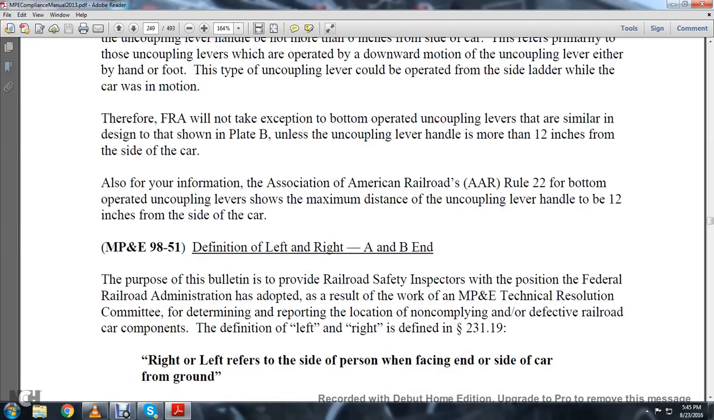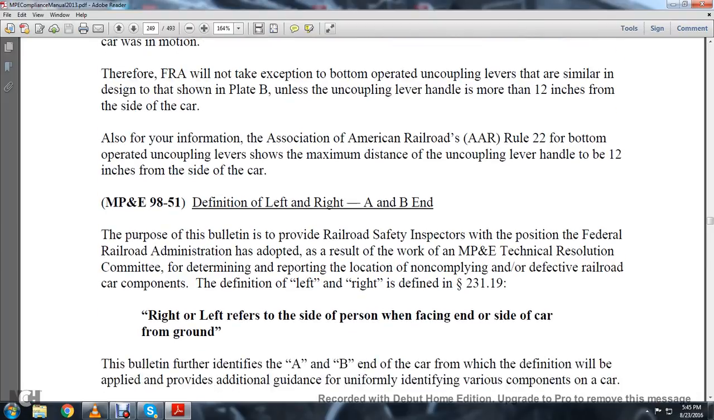Also, for your information, Association of American Railroads Rule 22 for bottom operated uncoupling levers shows the maximum distance of the uncoupling lever handle to be 12 inches from the side of the car. Definition of left and right, A and B end.